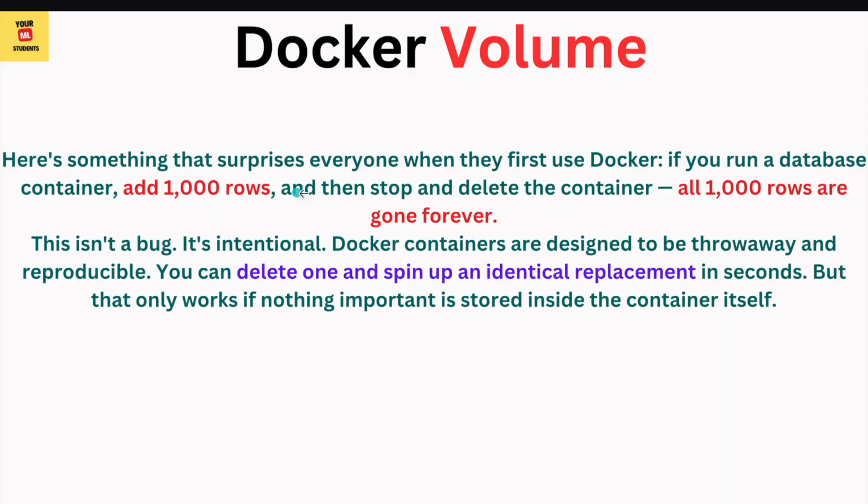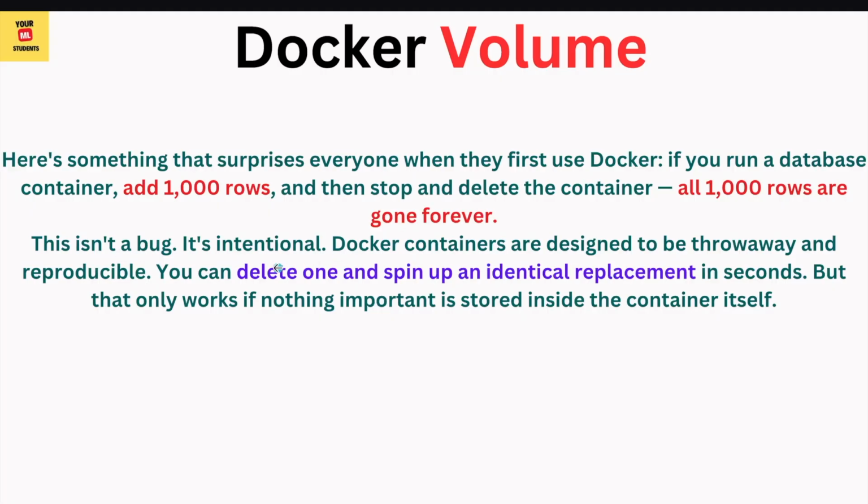So here is something that surprises everyone when they first use Docker. If you run a database container, add 1000 rows and then stop and delete that container, all 1000 rows are gone forever. Since you have not created any separate volume that will retain the data, by default it has a volume where it stores its data, right? But since that volume is inside that container only, when you stop it and delete it, that Docker container is gone, that data is gone, that volume is gone.